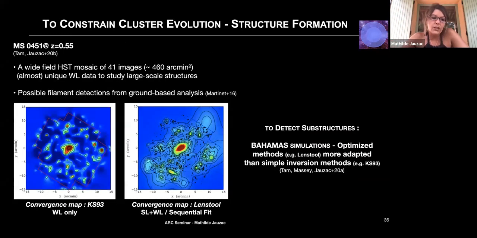I'll finish up by talking about the work from Su Tiang, my student that I mentioned earlier, on MS0451, that one cluster that I showed you earlier. The idea of her work was that with Buffalo, we now have 6 clusters with relatively wide HST mosaics. Beforehand, only one cluster had a wide-field HST mosaic, and that was MS0451: 41 pointings of HST, providing unique weak lensing data with high-precision weak lensing analysis.